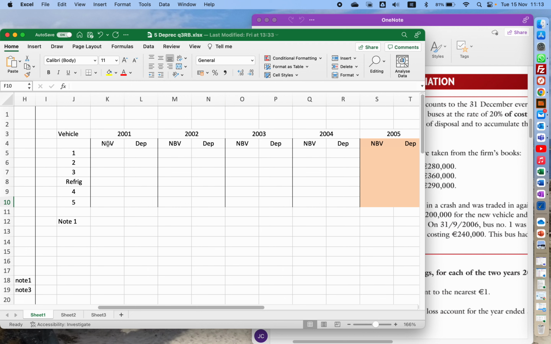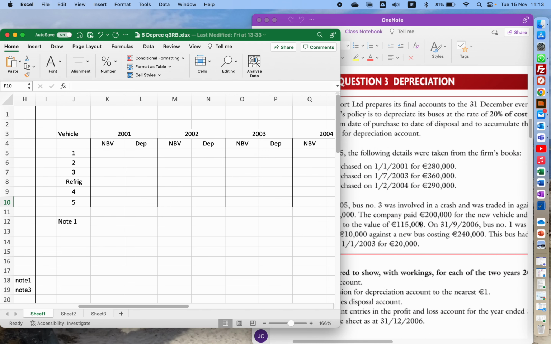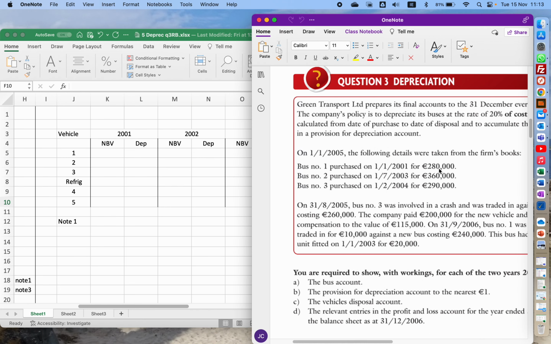What we're doing is year by year for each vehicle, we're going to work out what's its net book value, what's its worth at the beginning of that year, or if we bought it in the middle of that year, what's its worth when we bought it, and take away the depreciation. And the depreciation is always going to be a percentage of that net book value. Okay? So, the first one I bought was for 280 grand. My depreciation is 20% of cost.